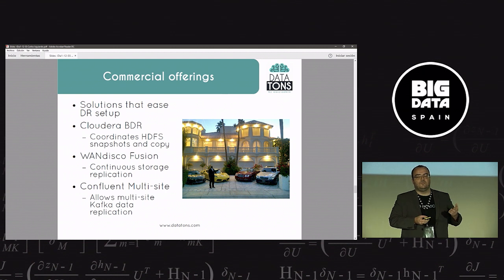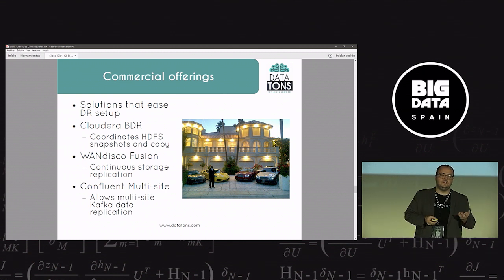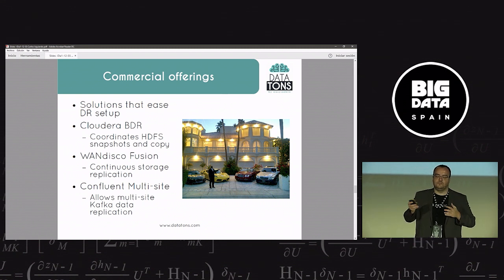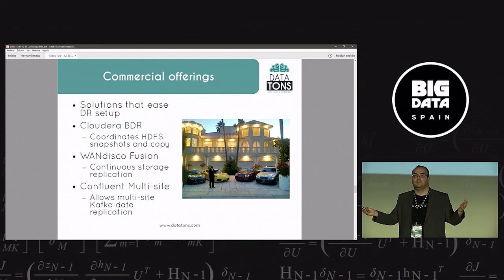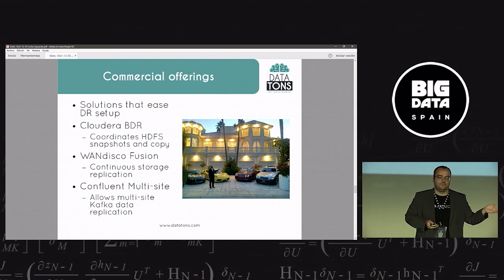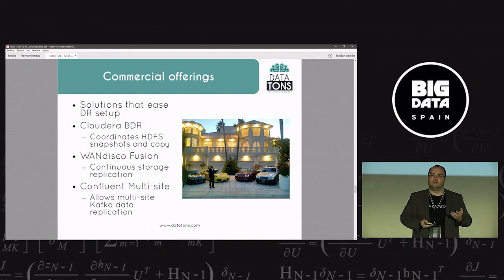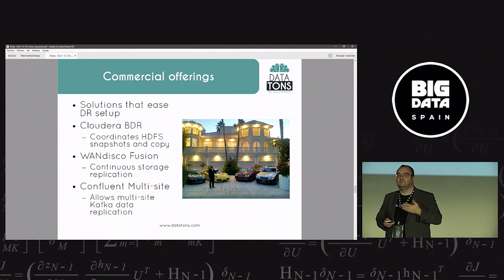And finally, we have Confluent multi-site, okay? Which is, why have these two Kafkas, one on each site, on each data center, when you can have one Kafka cluster that's multi-site, okay? That's allowed by the Confluent solution. So anyway, make sure to take a look at all of these before setting up your disaster recovery, so you may find your path a little bit eased.